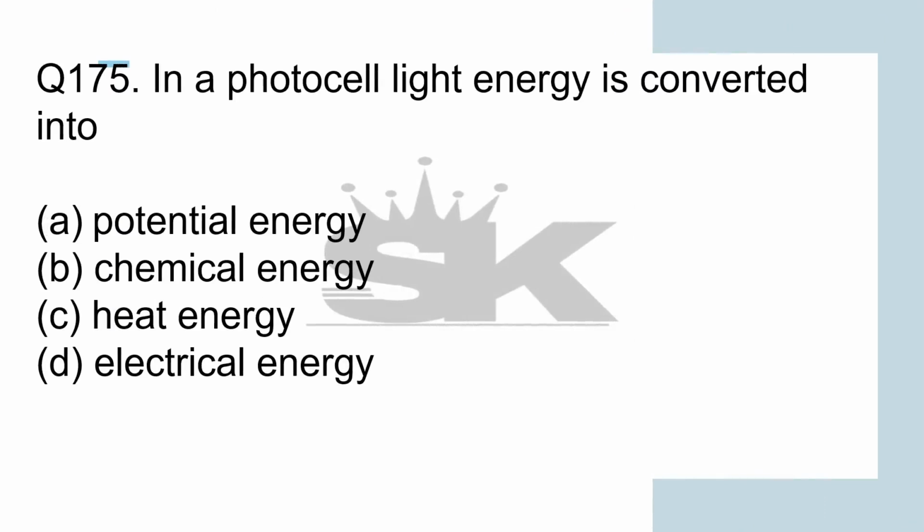In a photocell, light energy is converted into... a solid state device that converts light into electrical energy by producing a voltage, as in a photovoltaic cell, or uses light to regulate the flow of current, as in a photoconductive cell used in automatic control systems for door lighting, etc. Okay, so here the answer is electrical energy.